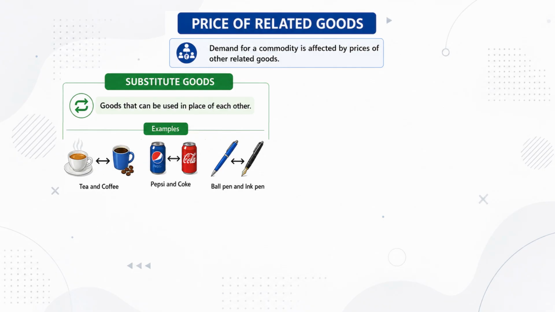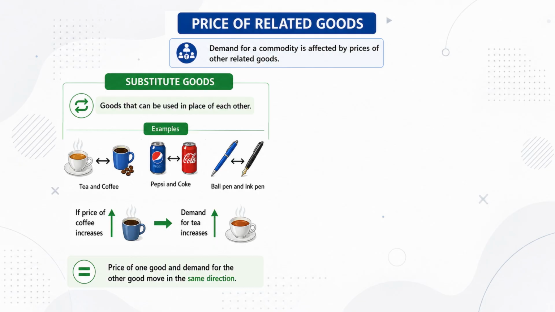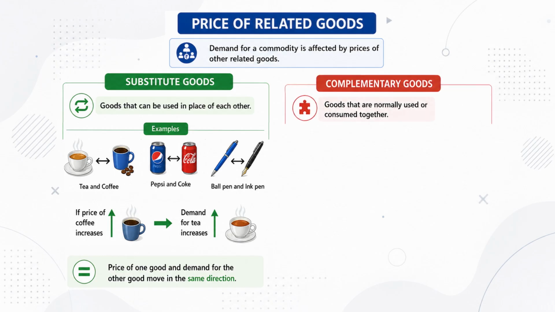Let us take tea and coffee as an example. Suppose the price of coffee increases, while the price of tea remains unchanged. Coffee becomes relatively more expensive. Therefore, some consumers may switch from coffee to tea. As a result, the demand for tea increases, even though the price of tea has not changed. Therefore, in the case of substitute goods, the price of one good and the demand for the other good move in the same direction.